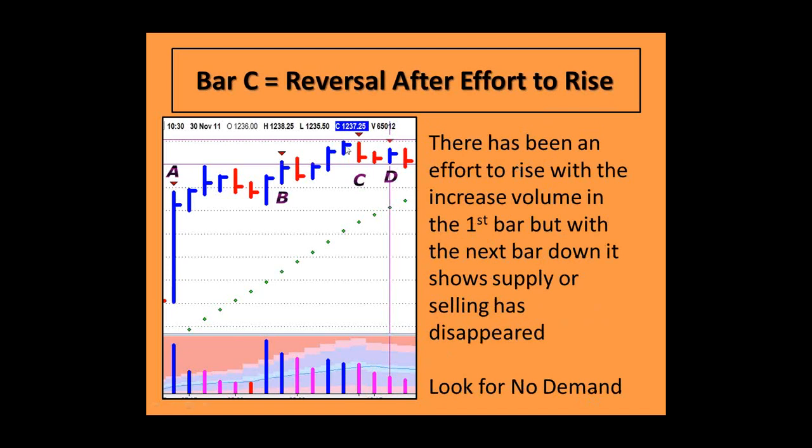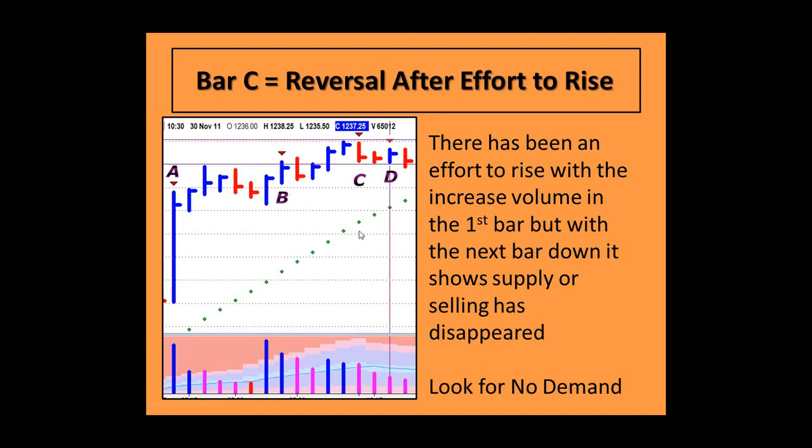Essentially, there has been an effort to rise with the increased volume here in the first bar. But with the next bar down, it shows supplier selling has disappeared. I hope that makes sense. They're trying to put it up, and then this bar takes out all the effort that they attempted to put up here on lower volume. If it was really low volume, it would be much better. Okay? But what it's showing is that the interest in the higher prices is starting to wane. They're not as interested in higher prices. They might be done selling.